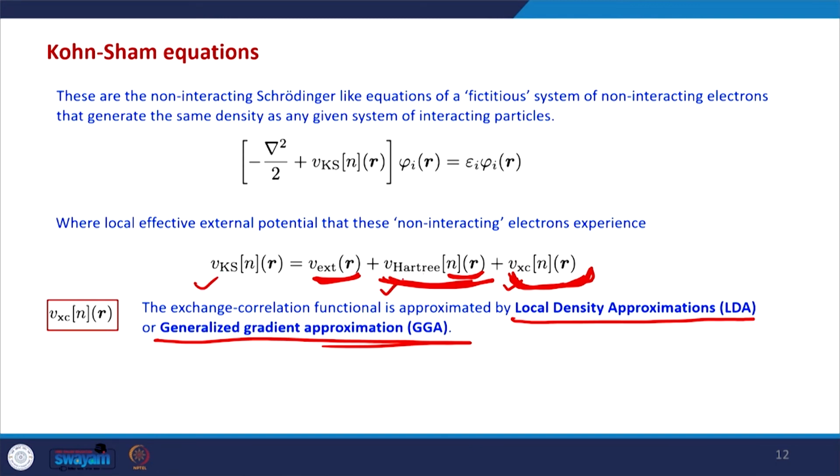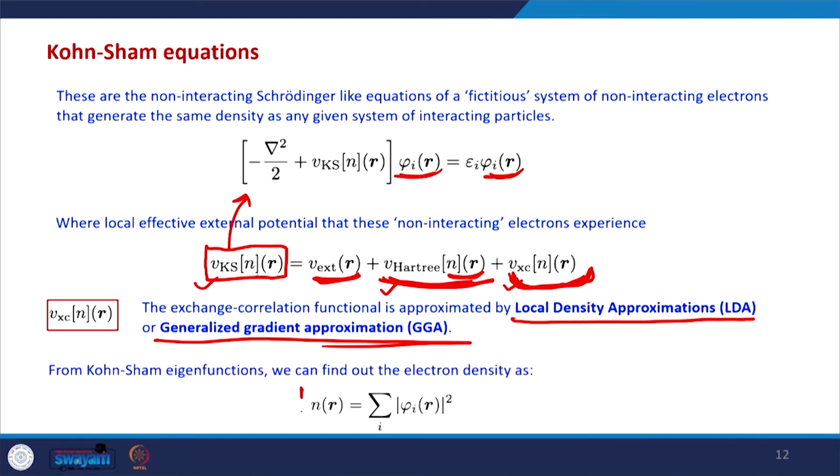This Hartree potential functional can also be calculated from the Poisson equation, and that way we have this Kohn-Sham potential functional. And once we have this, by solving this single particle Schrodinger equation, the so-called Kohn-Sham equation, we can calculate the orbitals, these wave functions, and from this we can calculate the electron density.